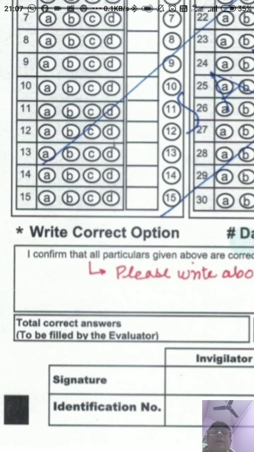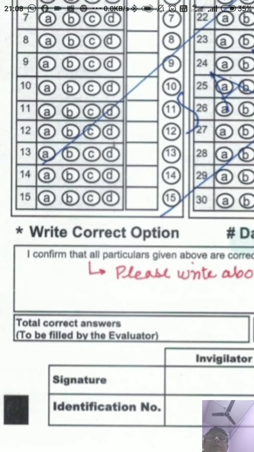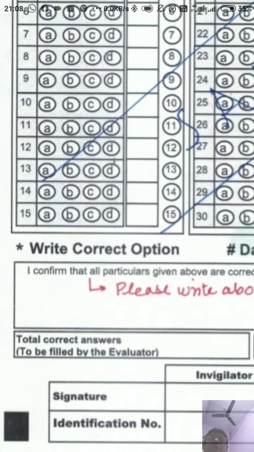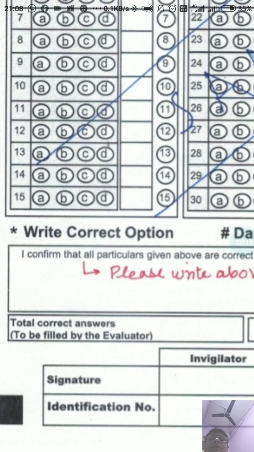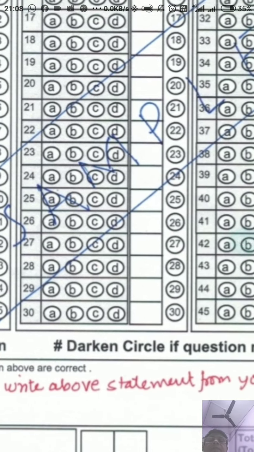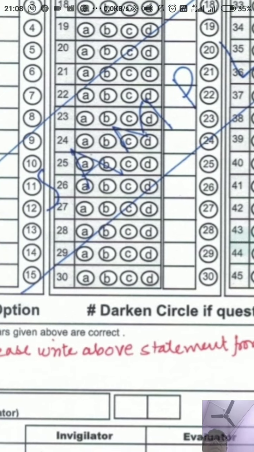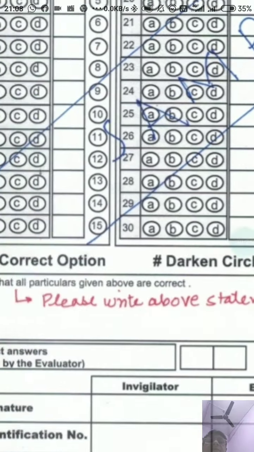Now at last, write the correct option. Here it is the instruction for star marks. Star mark, you see, these are the blank boxes, write correct option. Darken circle if question not attempted, just as we have discussed.